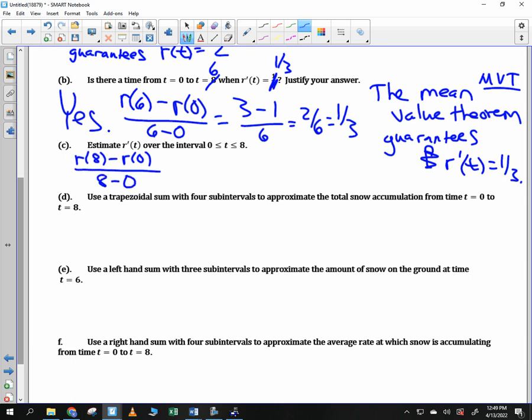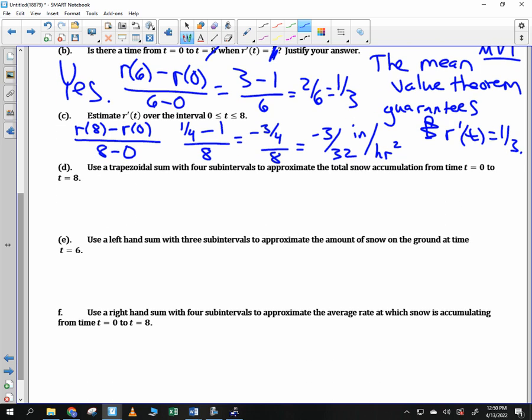And what is r of 8? 1/4 minus 1 divided by 8. What is 1/4 minus 1? So we get -3/4 divided by 8, -3 over 32, and we should put a label. What is the label for our rate? Inches per hour. So if it's the derivative of the rate, it's inches per hour squared. So this is inches per hour squared. Good.